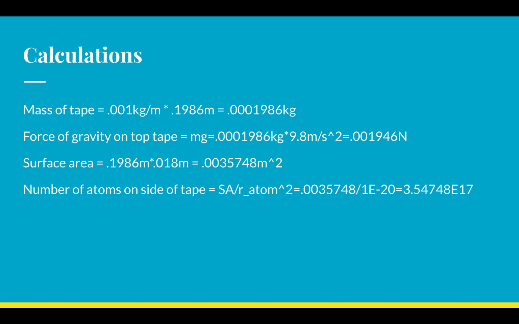So for the calculations, we found the mass of the tape, and then we have the force of gravity on the top tape by multiplying it by 9.81 meters per second squared to get 0.001946 newtons. We also found the surface area of the tape, assuming that it's a perfect rectangle, so we just took length times width. And then using that, we were able to find the number of atoms on one side of the tape, assuming a perfect lattice.